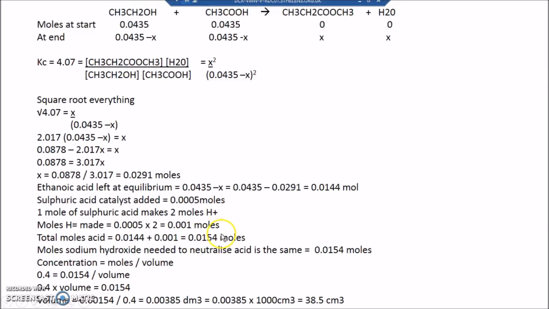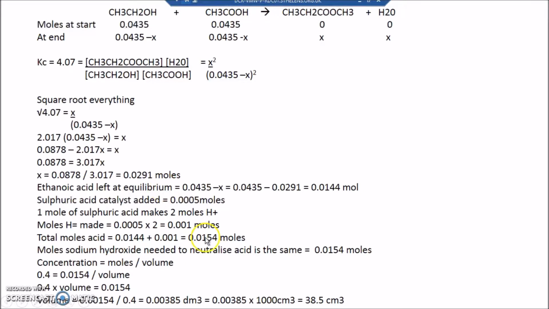Now that I've got a number of moles of acid, the number of moles of sodium hydroxide to react with the acid is the same. 1 mole of sodium hydroxide will react with 1 mole of acid. So concentration equals moles divided by volume. Concentration is 0.4, that's from the question. 0.00154 is the number of moles of sodium hydroxide divided by the volume. Rearranged to get the volume is 0.00154 divided by 0.4. It equals 0.00385 decimeter cubed.